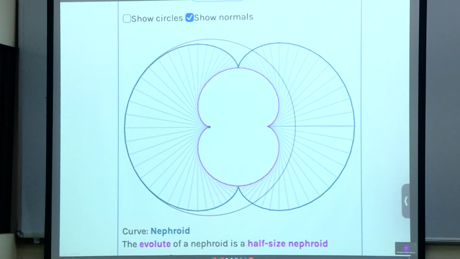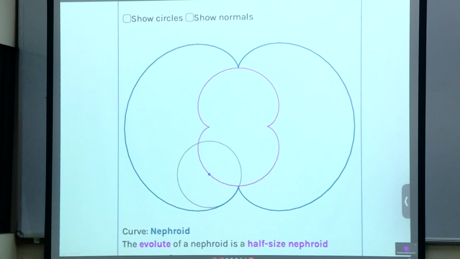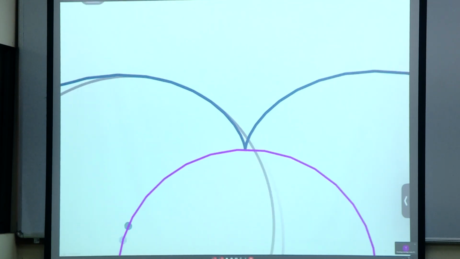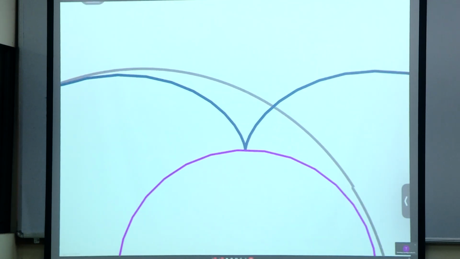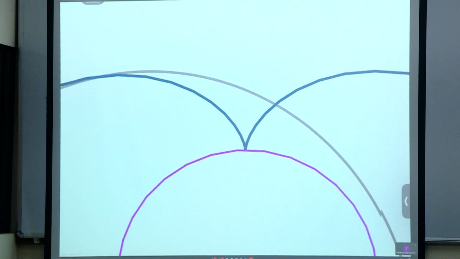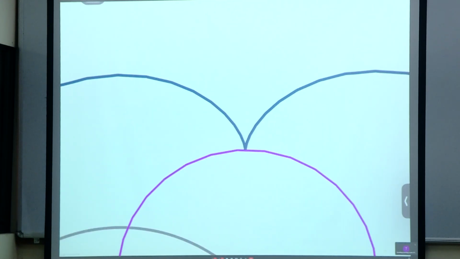And the nice thing is that if you remove this, you can see how the circle of curvature is changing. As you can guess, at the ends it's biggest. But the interesting thing is, at this point there is actually a cusp. It's called a cusp because at that point the curve is not smooth. There is a sudden change in the tangent direction.